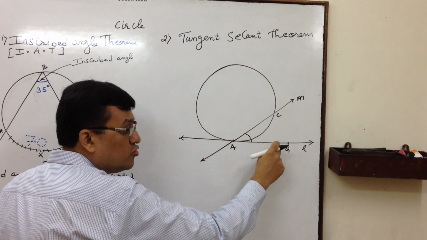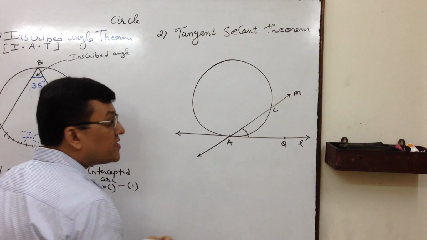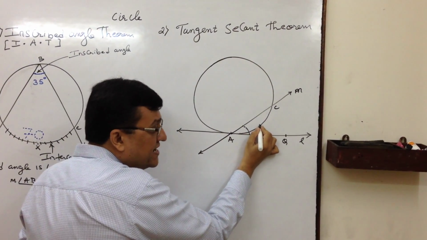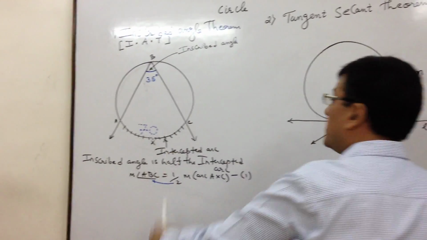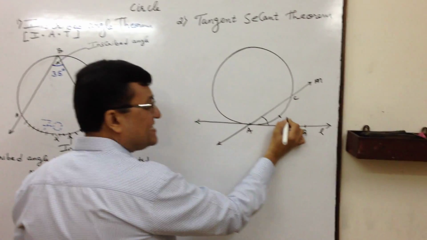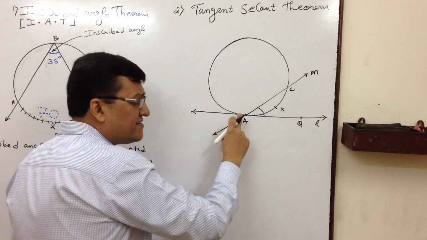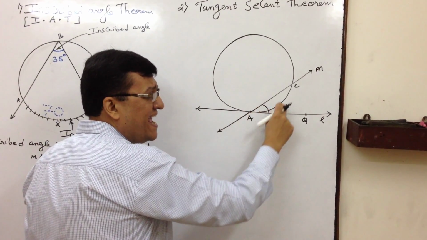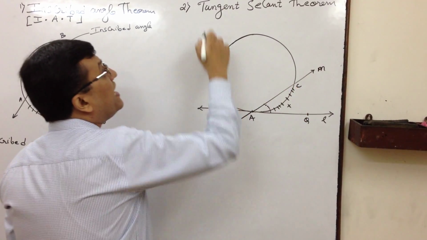Angle CAQ is the angle so formed by a tangent and a secant. If we try to understand the same concept we learned over here, it is nothing but the intercepted arc. Over here also there is an intercepted arc. Say this is X. Then this is going to be arc AXC, which is the intercepted arc.